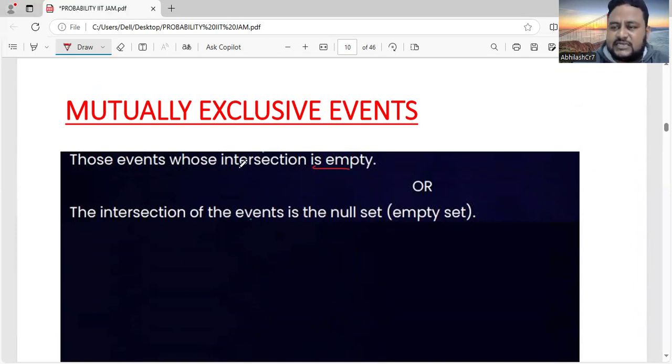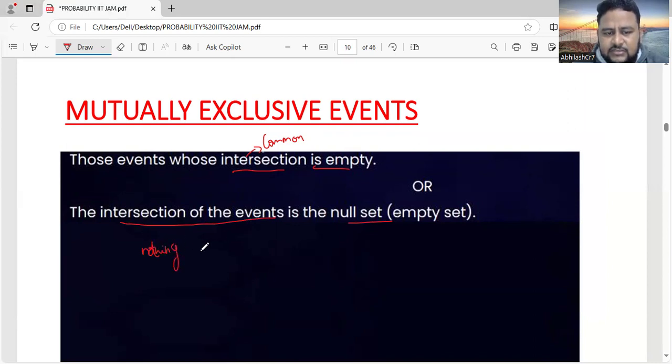Intersection means what? Yesterday itself I told: intersection means something that is common. So intersection is empty means there is nothing common between two events. Suppose there are two events and there is nothing common between them, then we say the intersection is empty. The intersection of the events is the null set, which means there is nothing common.